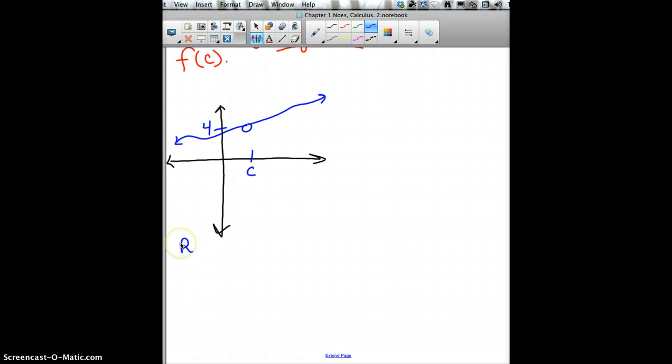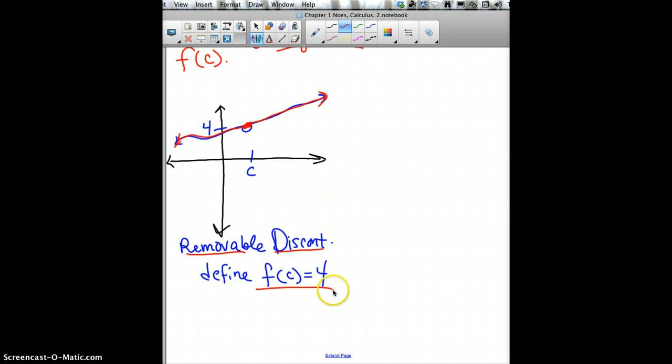But we would call this a removable discontinuity, because what I can do here is just fill in that hole. If I just said that I would like f of c to be defined as 4, then that hole would be filled in and I could move along my merry way. So it's discontinuous, but we call it a removable discontinuity because I could just fill the hole by saying I want f of c to be equal to 4. Done.